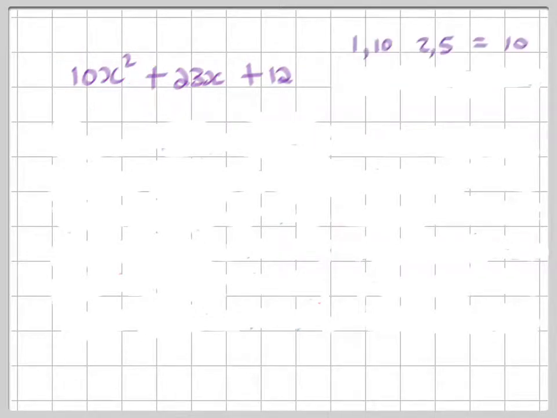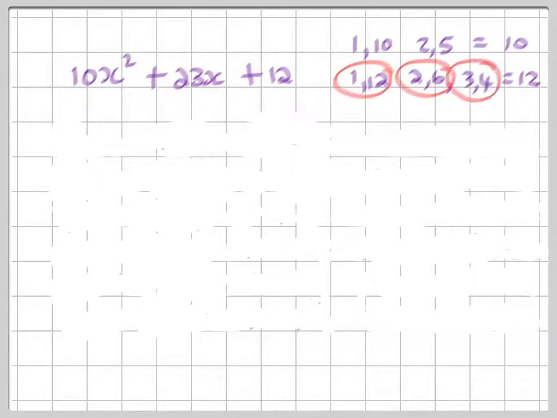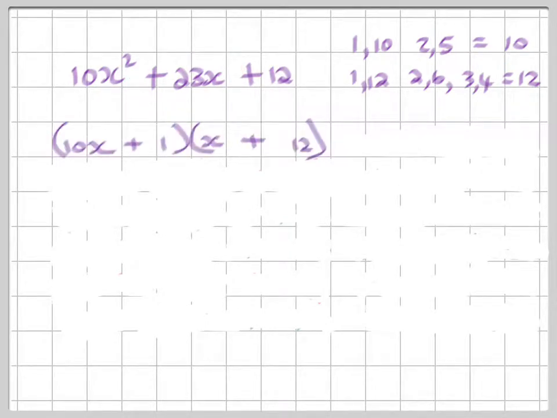10's factors will be 1 and 10, 2 and 5. Okay? So we're going to take turns with all of them to work out what's going to be the best solution for factorizing this trinomial. 12's factors are going to be 1 and 12, 2 and 6, 3 and 4. So we have to go through the motions with each of those factors to see which ones will combine to come to 23x.